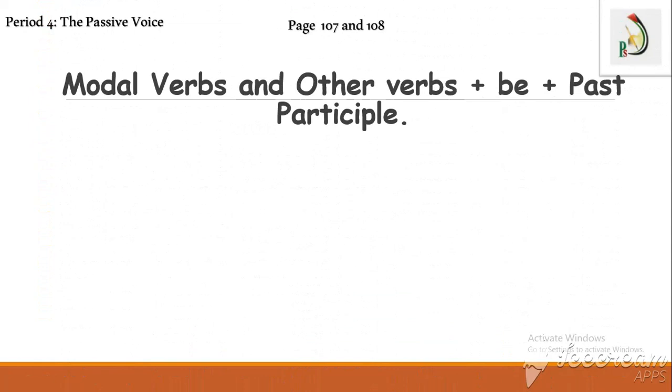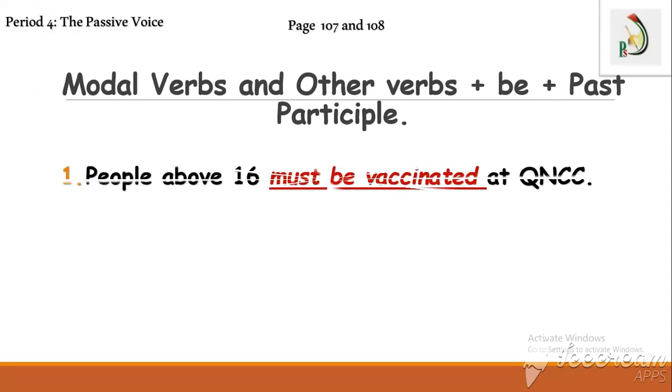How to change them into passive? See? People above 16 must be vaccinated. Modal verb is must. As we know, with the modal verbs, the verb infinitive comes. But in passive, we must go for past participle. So what helps us in this regard? That is be. So we add be after the modal verb and then the past participle, which is vaccinated.